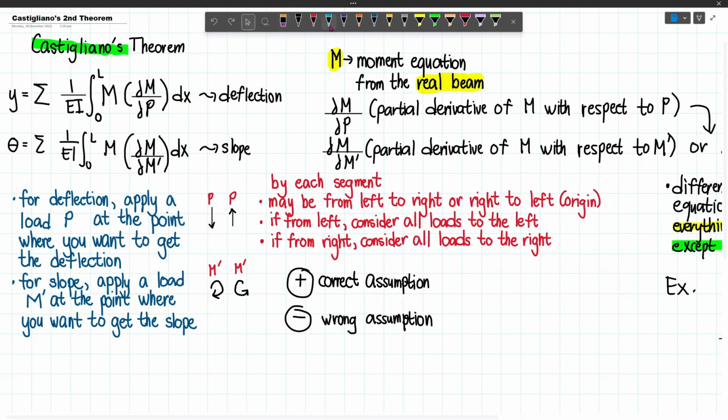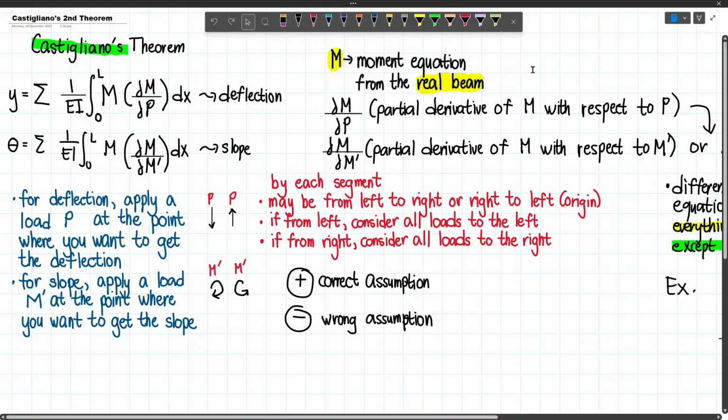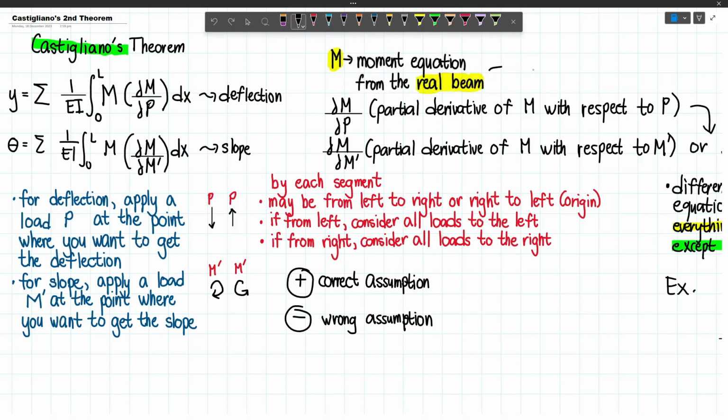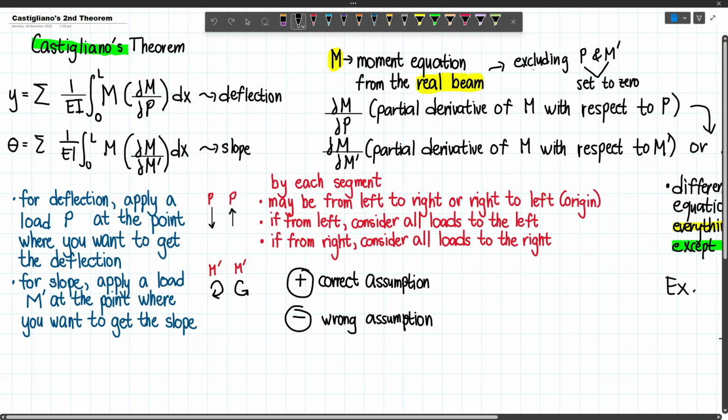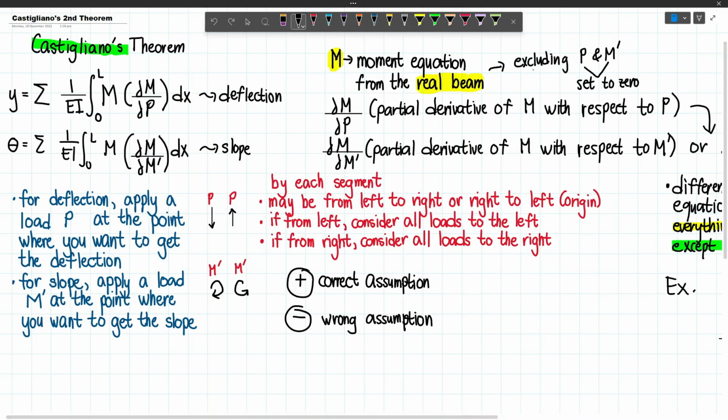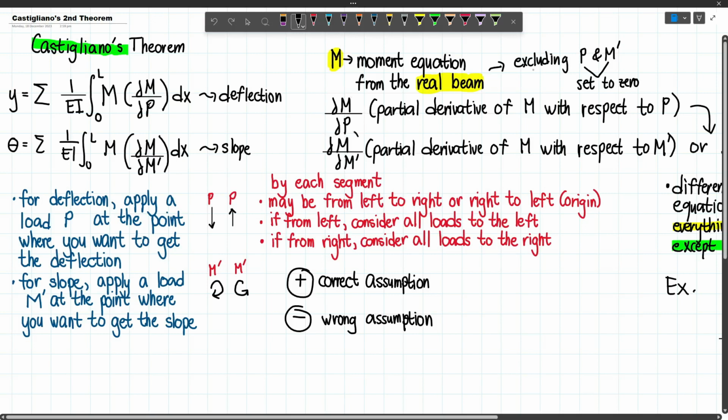So again, yung M dito is just the moment equation from the real beam. However, this is excluding P saka M, I mean M prime. So that means na we will set this to 0. If we will create the moment equation including P saka M prime, we will set these to 0. Again, we will have an example later so that you will be able to understand kung bakit ganito yung gagawin natin. And then, yung partial derivative of M with respect to P is this one. And then this is the partial derivative of M with respect to M prime.